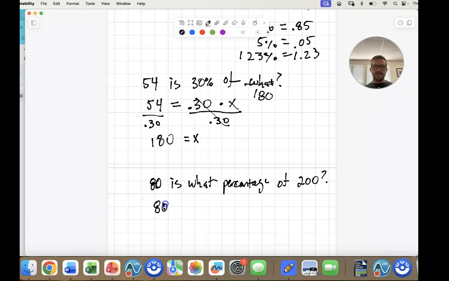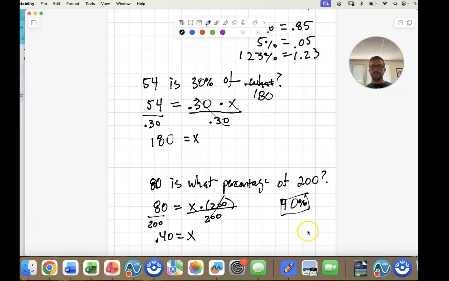So 80 is what percentage, so we're going to solve for x, of 200. Same thing, we've got to solve for x, right? So we're going to divide by 200. That would cancel. And that leaves me with 80 divided by 200, which is going to be 0.40. And so that's what x is. If you want to write it as a percentage, like the answer is probably in percentages, remember that 0.40 as a percentage is 40%.